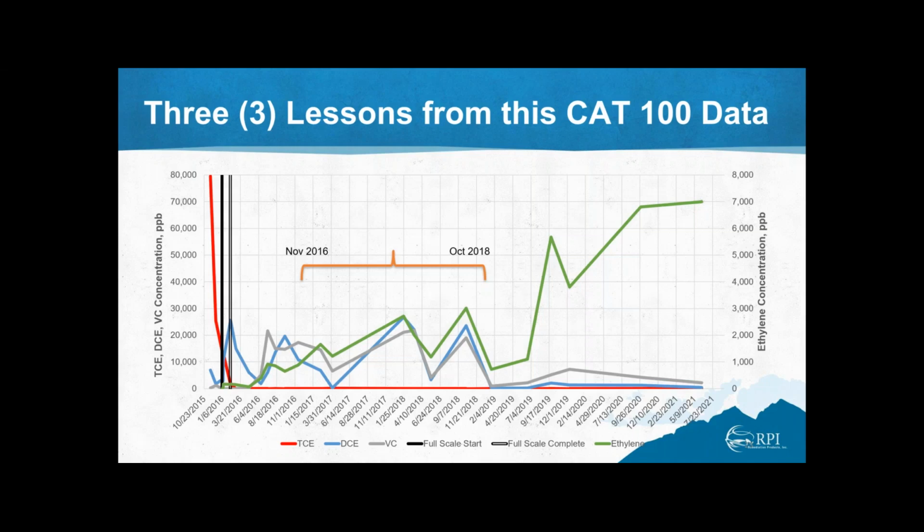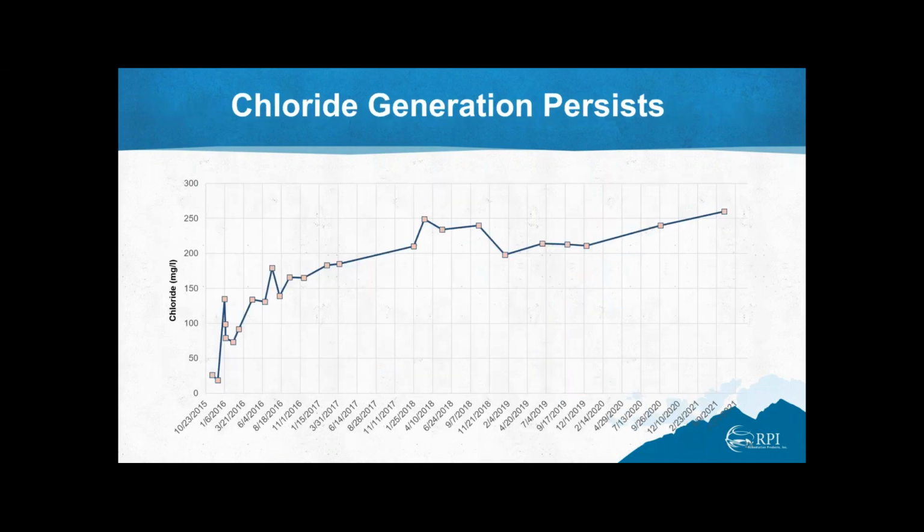Now the next slide is the same data, and all I'm showing you here is chloride production. The proof of dechlorination is chloride generation. So if you see good, solid, consistent chloride generation, you know that the CAT is continuing to work for over 6 years.